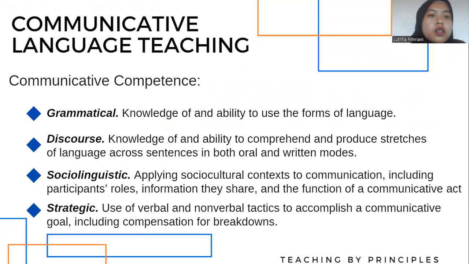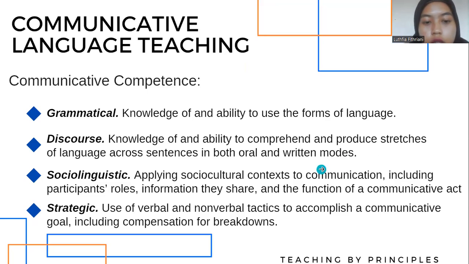The next method in the new era is communicative language teaching. Before we define what communicative language teaching is, let's start with communicative competence. There are some communicative competences. The first is grammatical. Grammatical is knowledge of and ability to use the form of language. The second is discourse. Discourse is knowledge of and ability to comprehend and produce stretches of language across sentences in both oral and written modes.